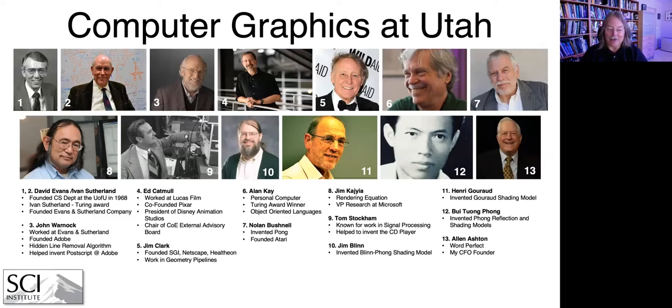Jim Clark, who founded SGI, Silicon Graphics Incorporated, Netscape, Healtheon, and many others. Alan Kay, another Turing Award winner, who created object-oriented languages in the very beginning. Number seven is Nolan Bushnell, who got his bachelor's degree at Utah and invented Pong, one of the first video games, and then he founded Atari, sold Atari for a few hundred million dollars, and then founded Chuck E. Cheese Pizza Time Theaters. Anyway, the long list of amazing people who have gone through.